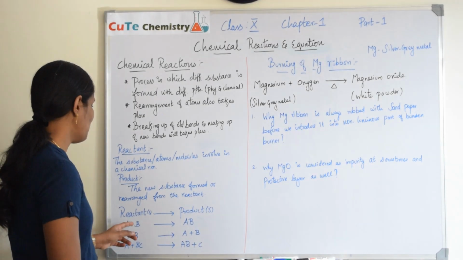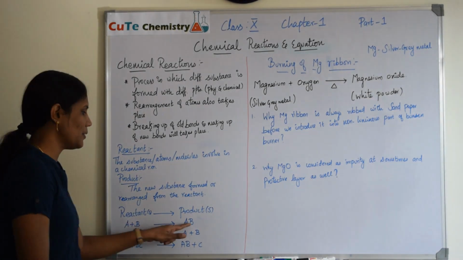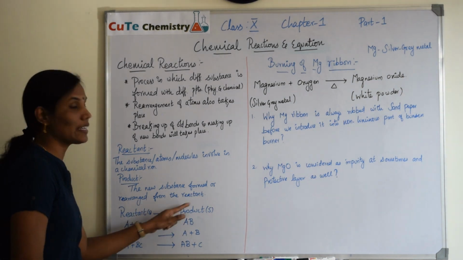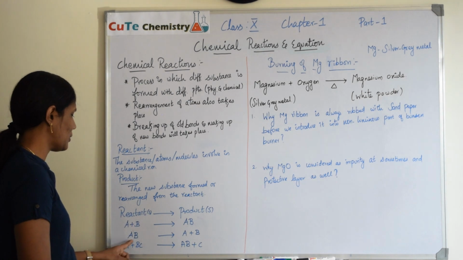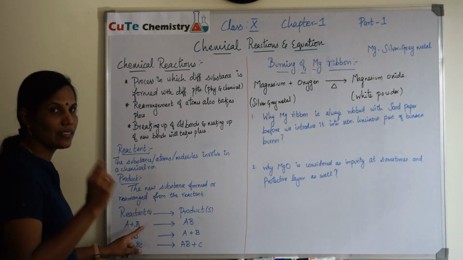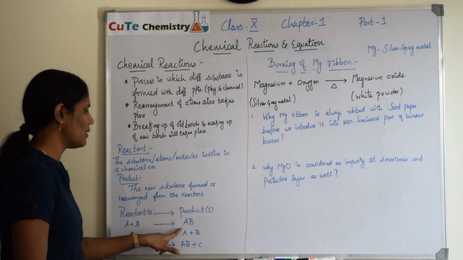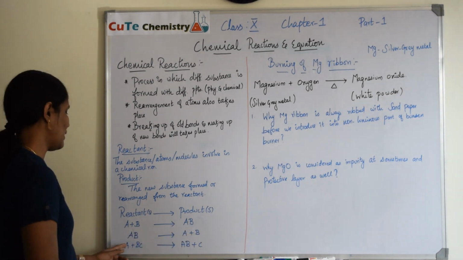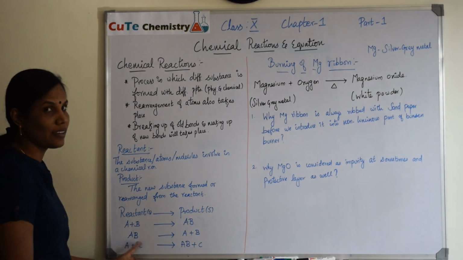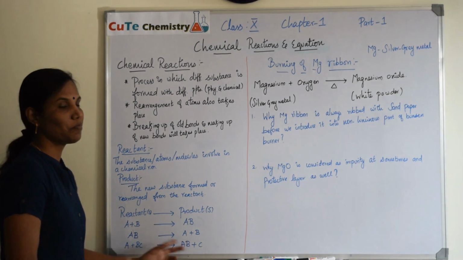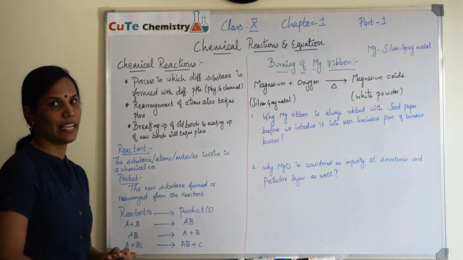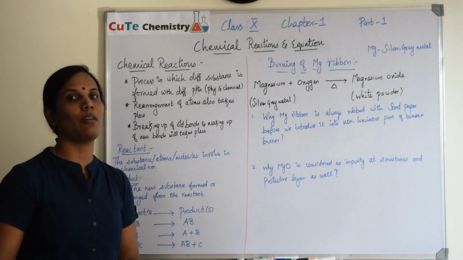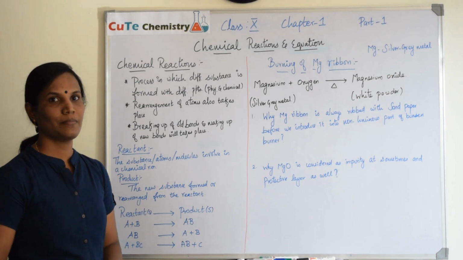Let's see some examples. Here A plus B gives AB: two reactants giving a single product. In another reaction, AB, a single reactant, undergoes a chemical reaction and we get two different products, A plus B. Another reaction is A plus BC, which gives AB plus C. Rearrangement has taken place inside the chemical reaction. You can compare this with the changes involved in chemical reactions.